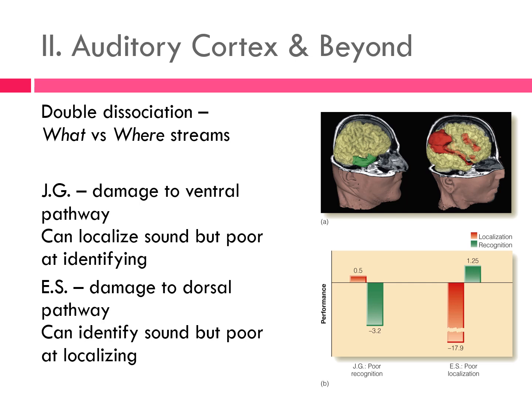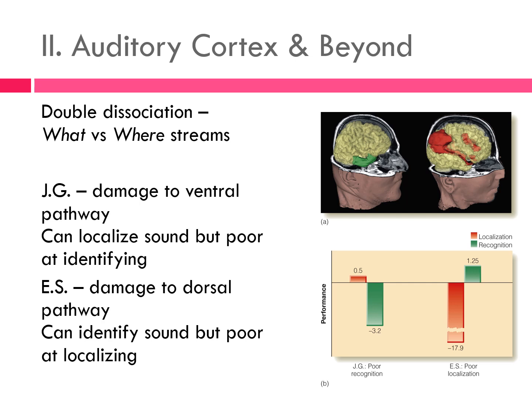So JG has damage to his ventral pathway. If I'm remembering these two people correctly, I think JG is a he and ES is a she, but I might be mixing them up. JG has damage to his ventral pathway, so he cannot identify sounds very well.